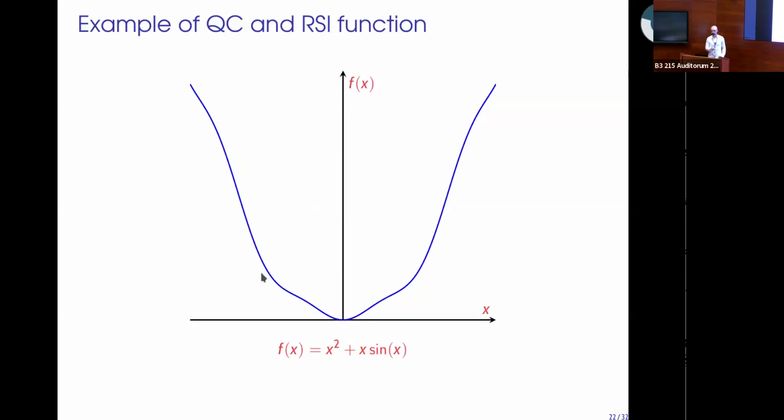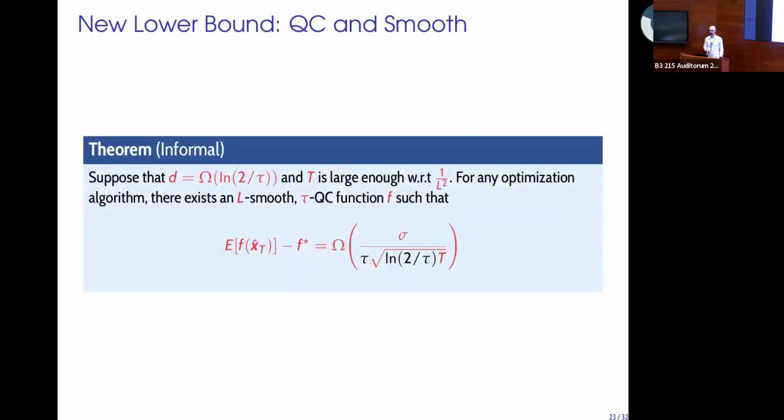Okay, so this is an example of a function that is quasar-convex and satisfies the restricted secant inequality. This is exactly the function that I showed you at the beginning, x squared plus x sine of x. You get this kind of function that is non-convex, but if you run gradient descent, you will converge to the optimum. Okay, so without further ado, let me tell you what the bounds are that we proved.